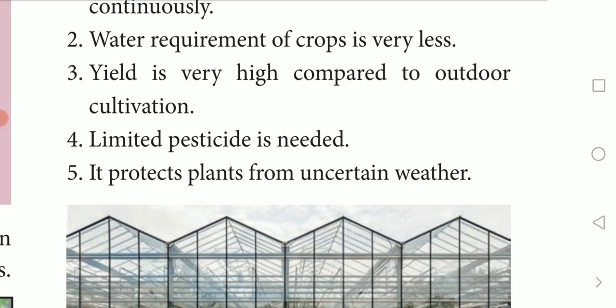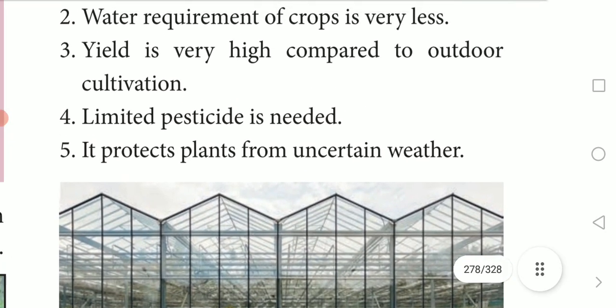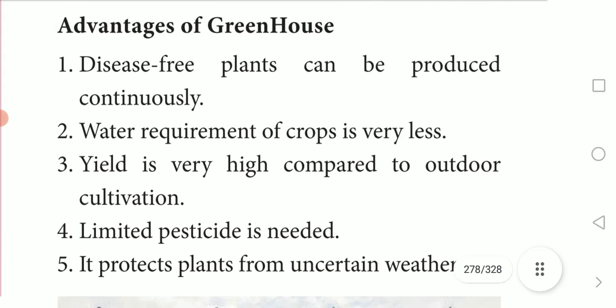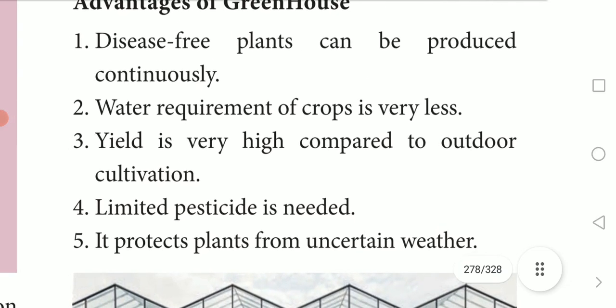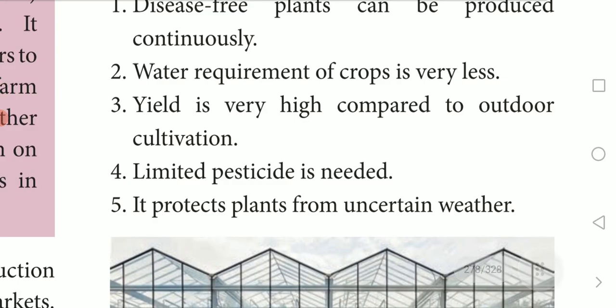And it protects plants from uncertain weather. Whatever the weather, the greenhouse provides optimum environmental conditions. That is the fifth point. It protects plants from uncertain weather. Okay, that is the importance of the advantages of greenhouse. So mark it as 3 marks. They may ask 2 marks, or 4 marks. Just note it down. Important one.